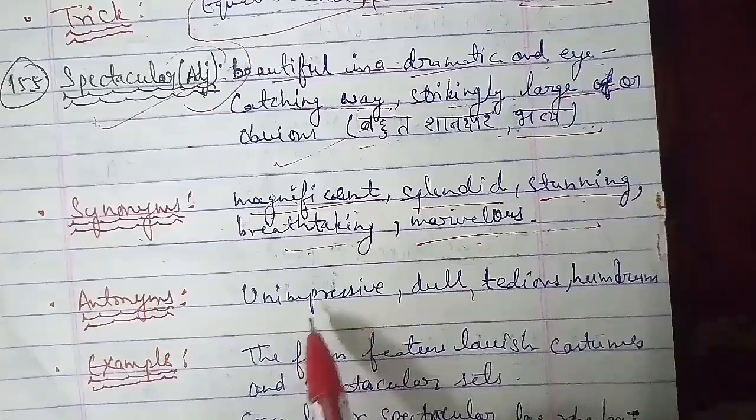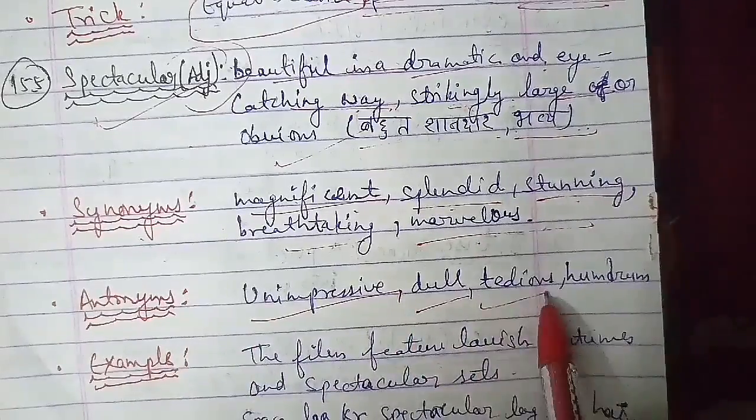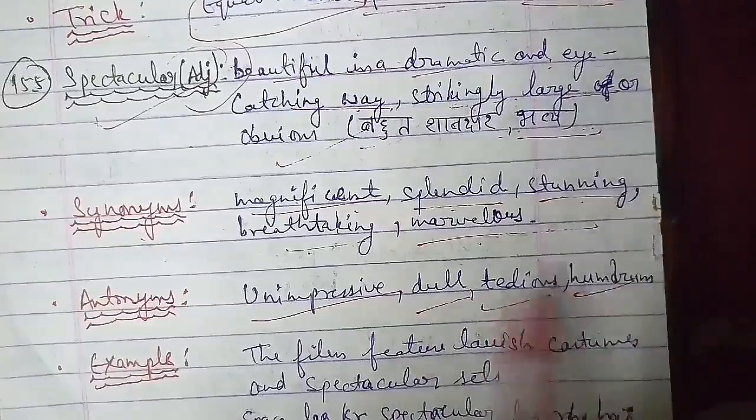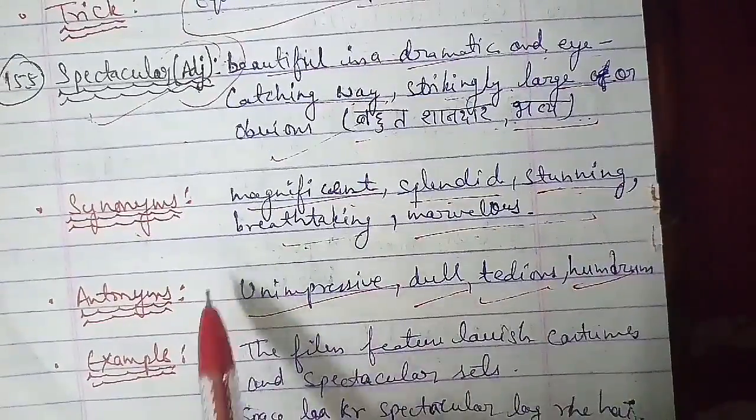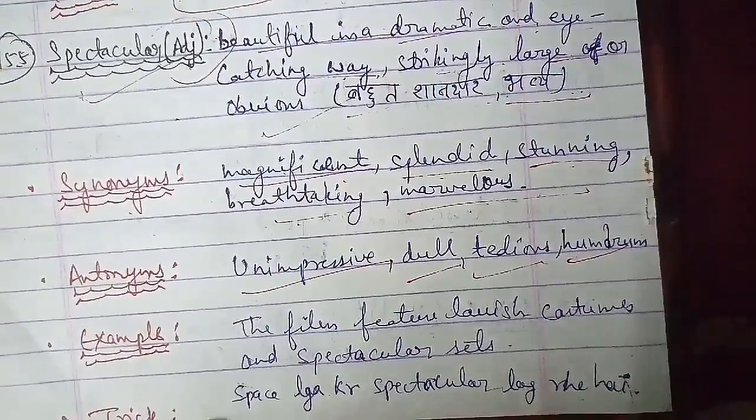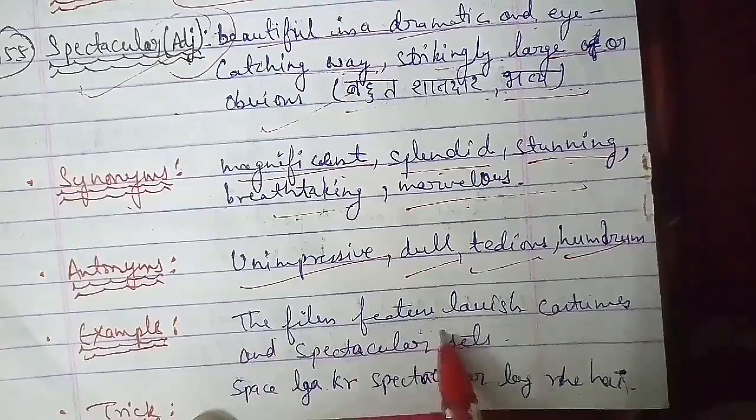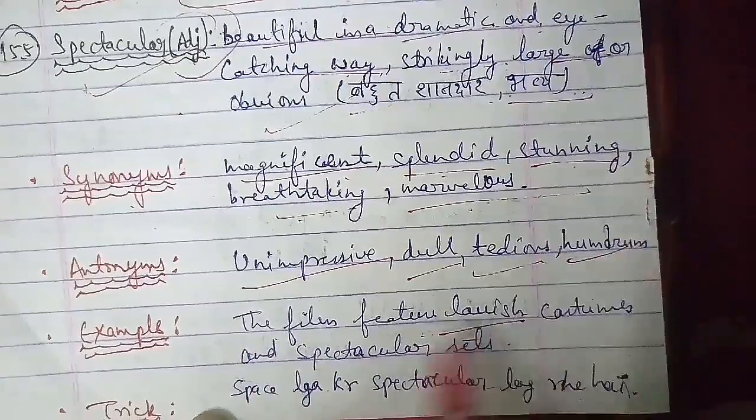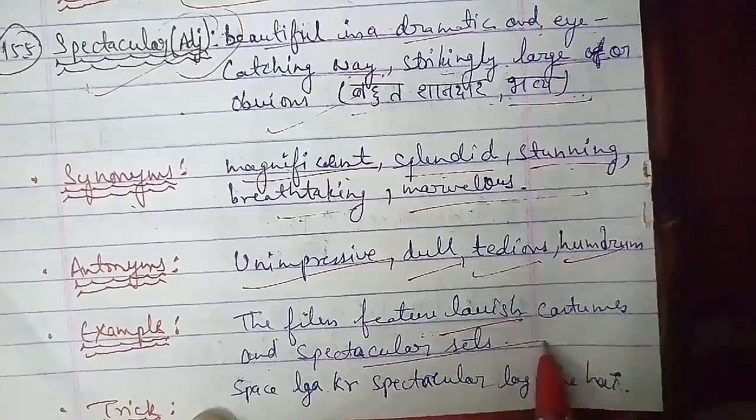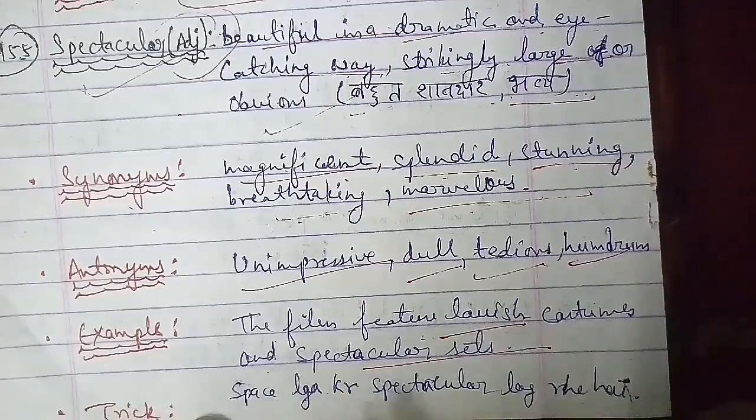Now moving on to the next one, with an example here. The example of spectacular is: The film features lavish costumes and spectacular sets. The film is featured with lavish costumes and spectacular sets. This is how you can use the word spectacular. Trick: what was the trick to learn this word?